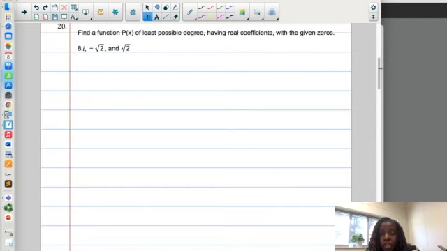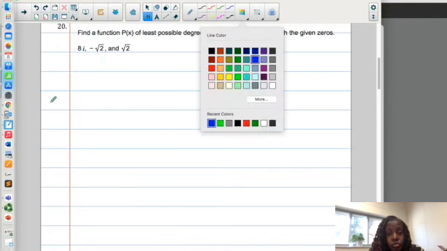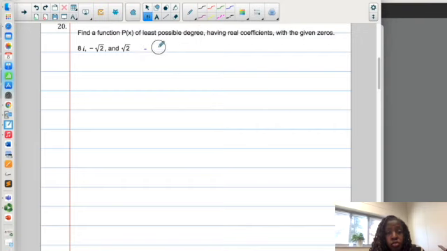I want you to remember the conjugate pairs theorem that says if you have 8i, you also have negative 8i as a root. If you have a square root of 2, you also have a negative square root of 2 as a root, because they are conjugate pairs. Remember, complex conjugates are a plus bi and a minus bi. So if 8i is a root, then so is negative 8i. So these are our 4 roots, so our least possible degree should be 4.